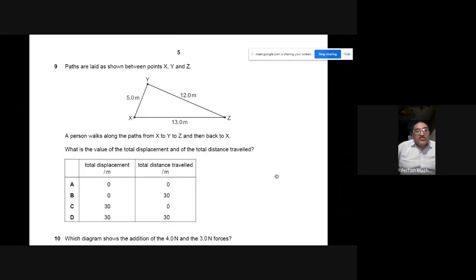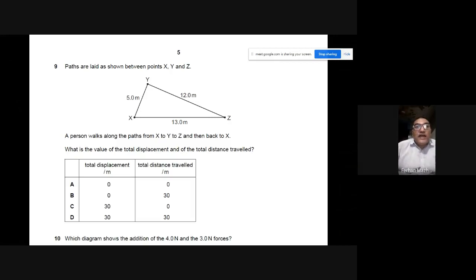Question number 9 is on your screen. Paths are laid as shown between points X, Y, and Z. A person walks along the path from X to Y to Z and then back to X. What is the value of the total displacement and the total distance traveled? Displacement is the shortest distance between the starting point and the finish point. And the distance is the total length of the path which you followed when you moved from the starting point to the finish point.